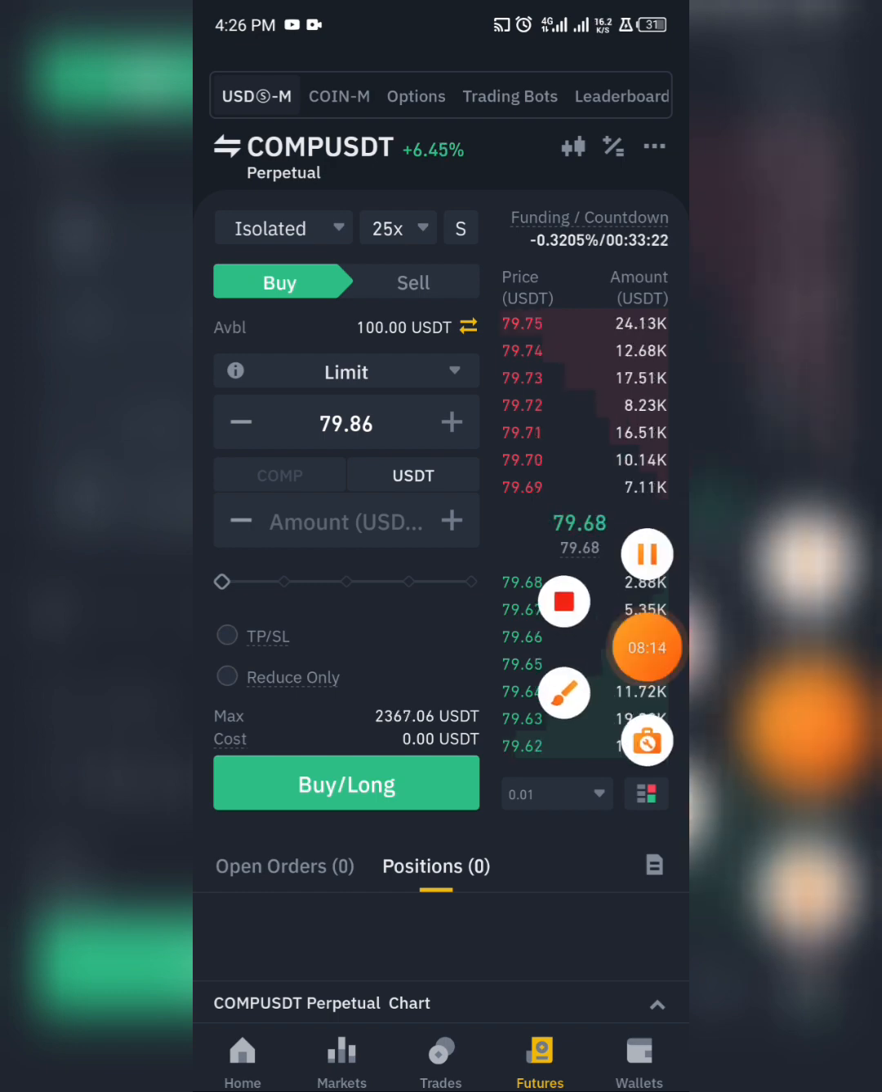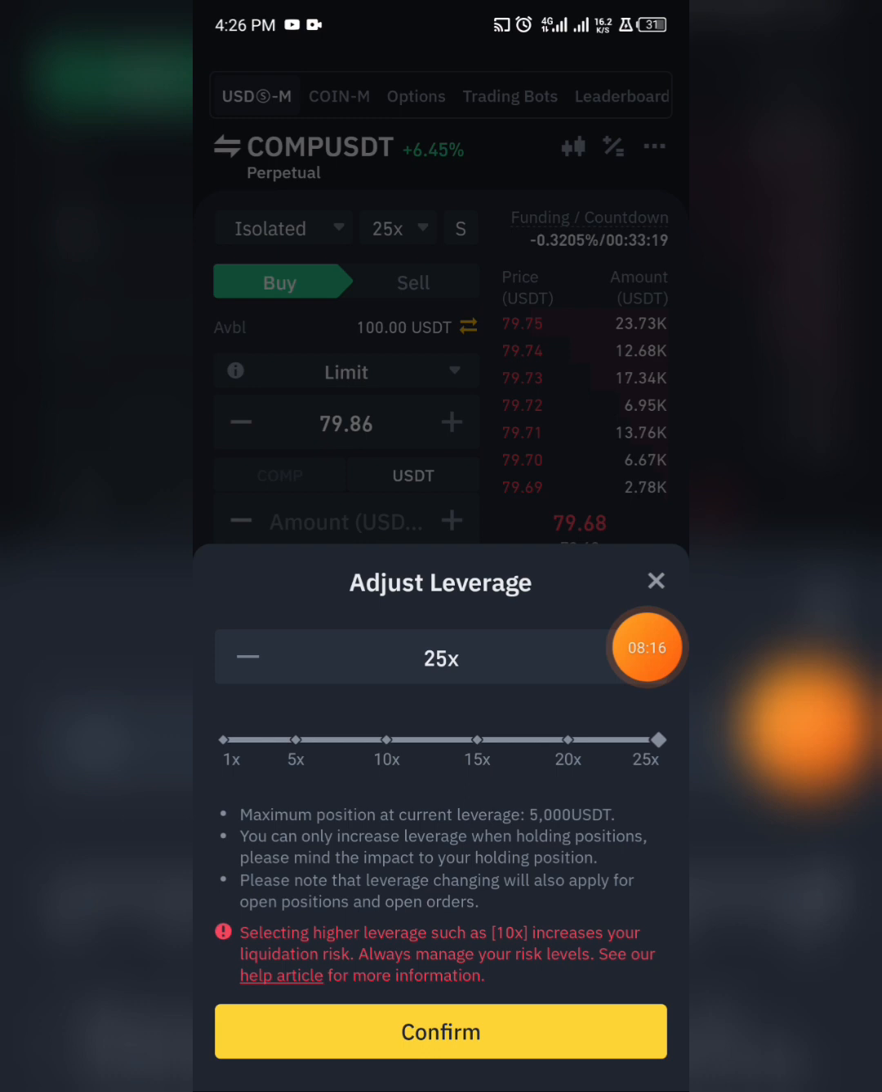So the next one we are going to be talking about is the leverage. Now this leverage is your risk management. For those of you trading forex, there's what we call lot size. In forex, you have 1 lot size, 2 lot size, 3 lot size, 0.5 lot size. That is your risk level. Okay, that is what it also implies on futures trading. Leverage simply is your risk level. The higher your leverage, the higher your risk level. The lower your leverage, the lower your risk level.